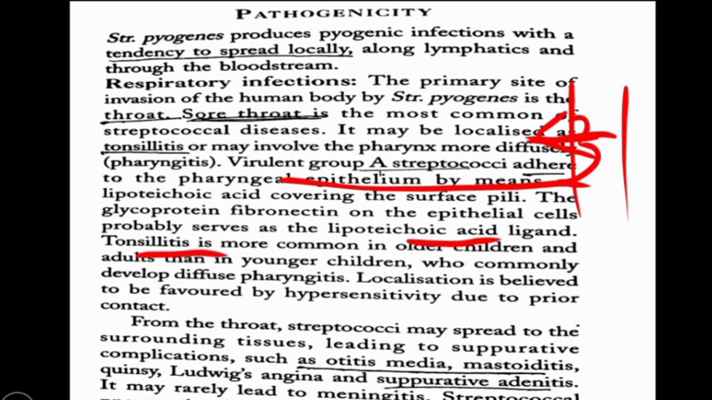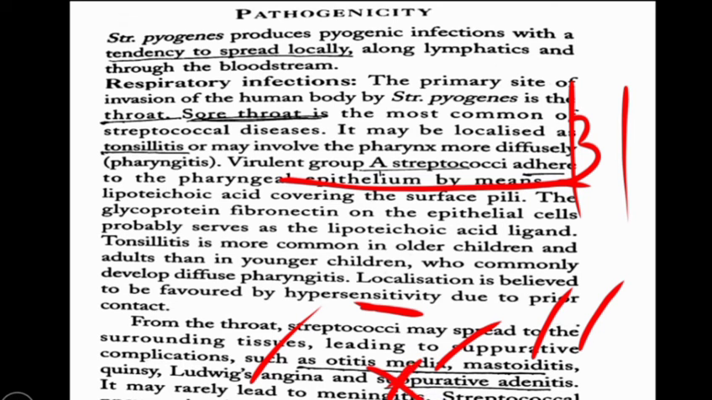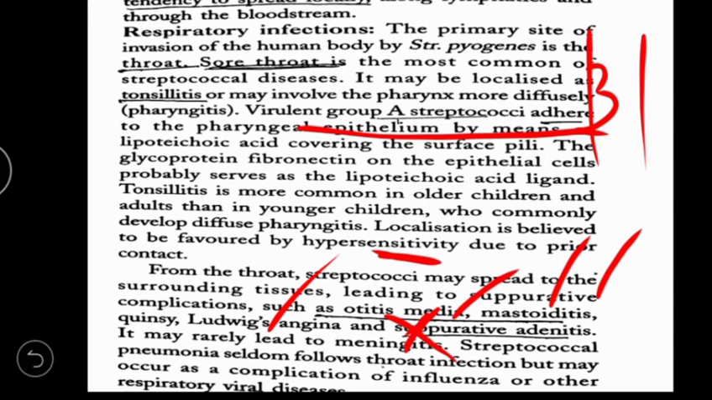Tonsillitis is more common in older children. Why? Because they commonly develop diffuse tonsillitis. Localization occurs on the basis of a hypersensitivity reaction. In the throat, the streptococci spread to the surrounding tissue, which also leads to complications like suppurative otitis media, mastoiditis and Ludwig's angina. But here meningitis never occurs; it is rare. Streptococcal pneumonia can also follow Streptococcus pyogenes infection. So this is the pathogenesis of streptococcal sore throat.